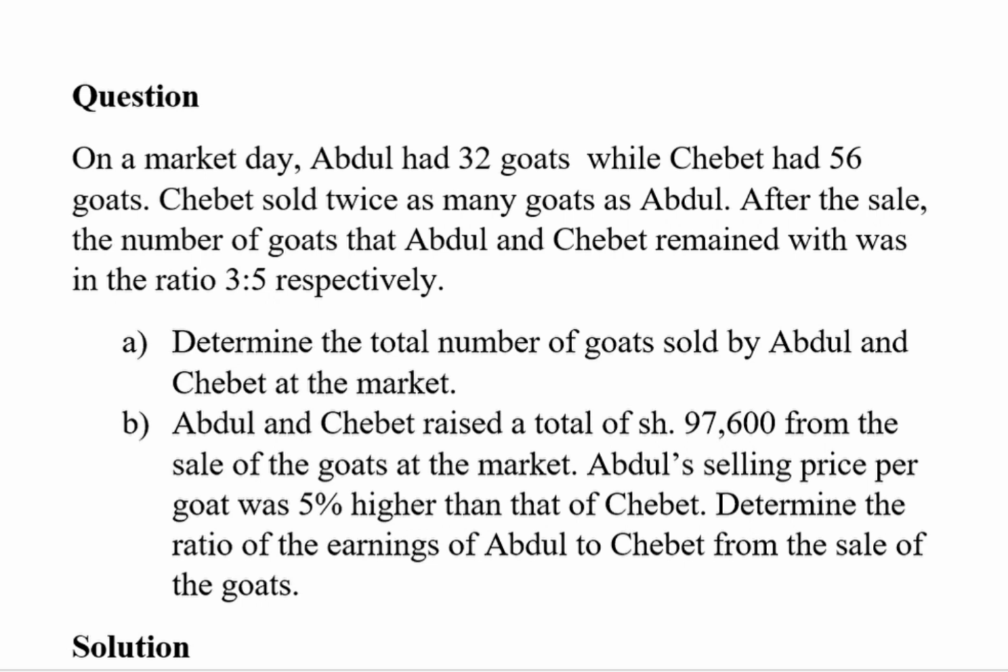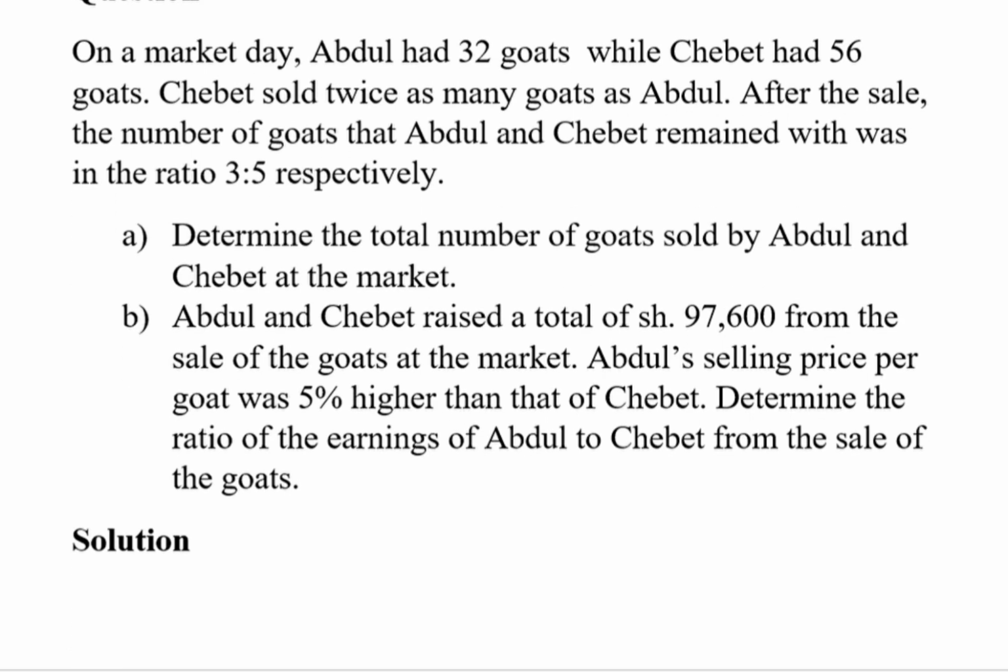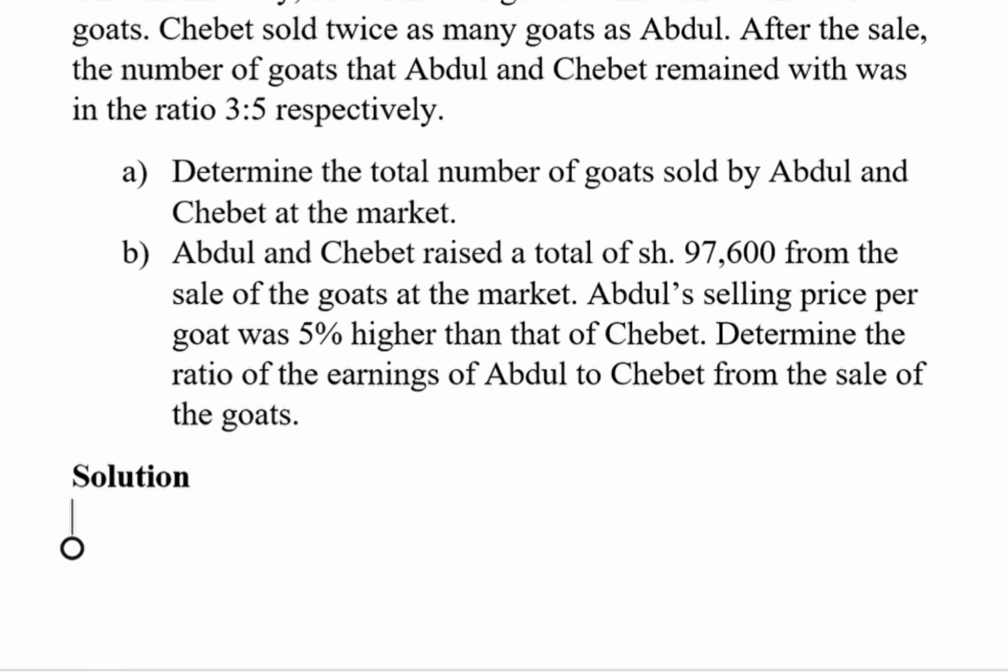Then B, Abdul and Chebet raised a total of 97,600 shillings from the sale of the goats at the market. Abdul's selling price per goat was 5% higher than that of Chebet. Determine the ratio of the earnings of Abdul to Chebet from the sale of the goats.